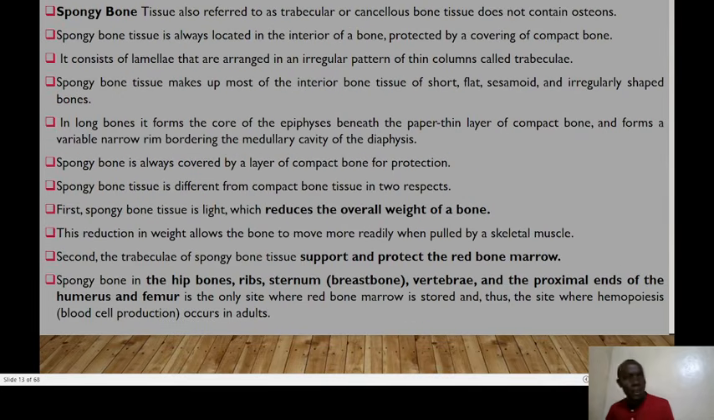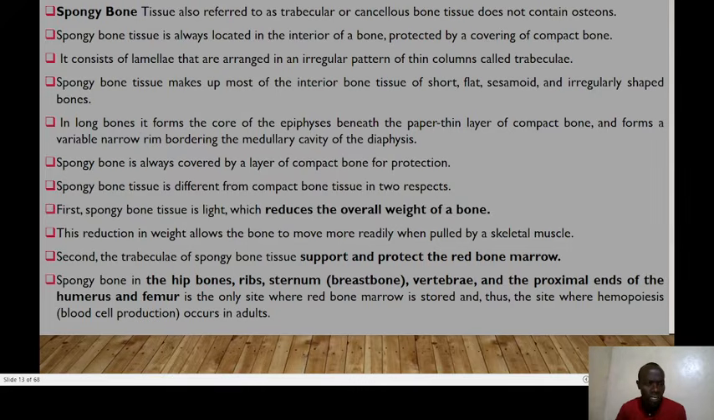The spongy bone, on the other hand, is referred to as the trabecular or the cancellous bone tissue. It does not contain osteons, so the spongy bone is always located in the interior of a bone. It's protected by a covering of the compact bone. It consists of lamellae arranged in an irregular pattern of thin columns known as the trabeculae. Spongy bone makes up most of the interior bone tissue of short, flat, sesamoid, and irregular shaped bones.